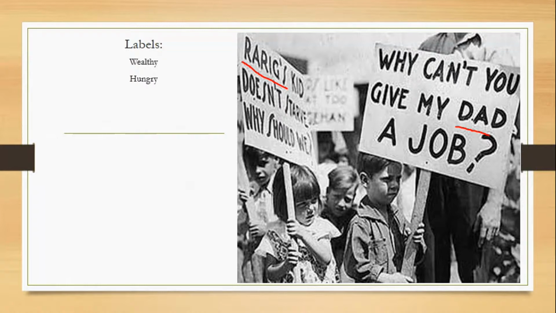And then I noticed that it says starve. So one of the labels that I would give would be hungry. These are obviously children, so I labeled that children. And then since this boy is holding a sign that says dad, I assume there's a family involved. Dad doesn't have a job, so the label I would give that would be unemployed.